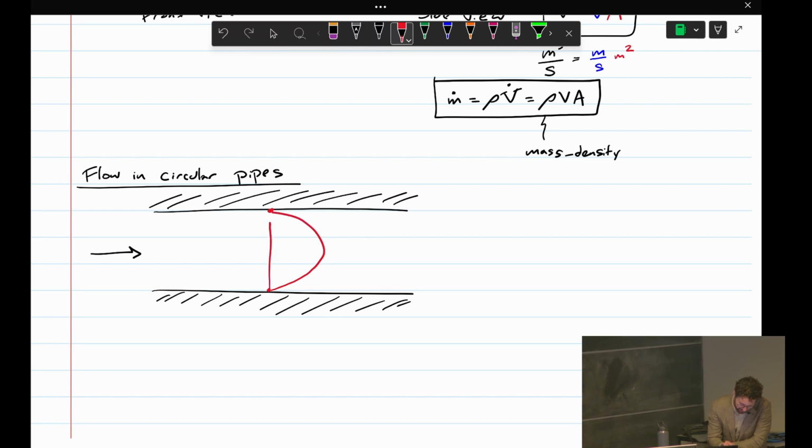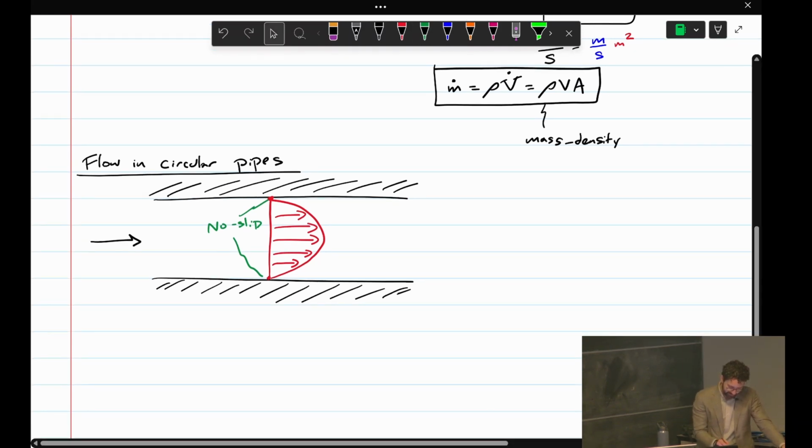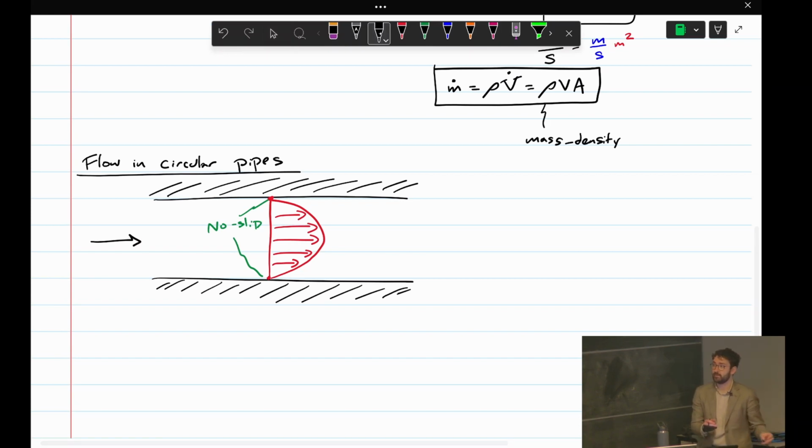So this is the velocity profile in a circular pipe. It looks something like this. The actual shape of this we'll talk about later, but the important thing is that we get a no-slip condition at both of the walls. So this velocity profile is what internal flows are all about. Okay.